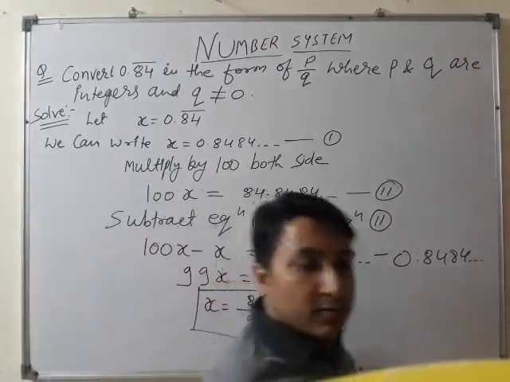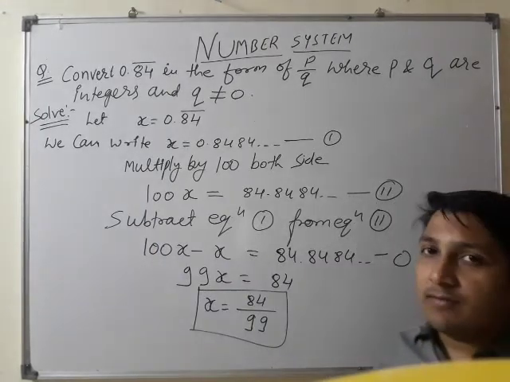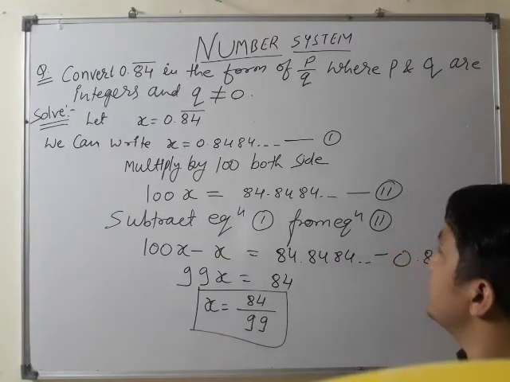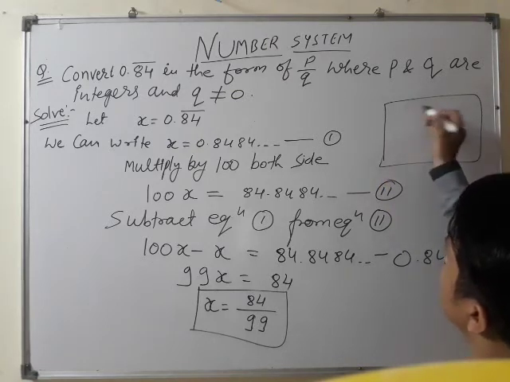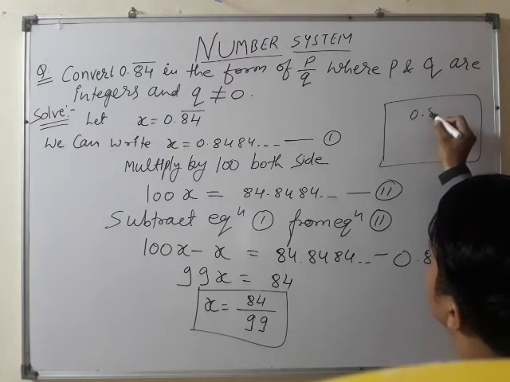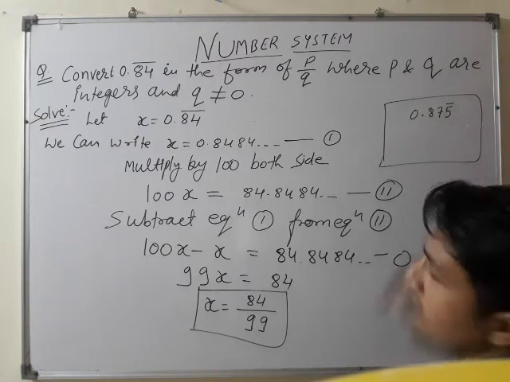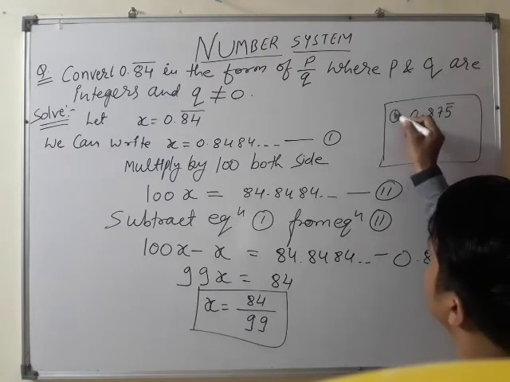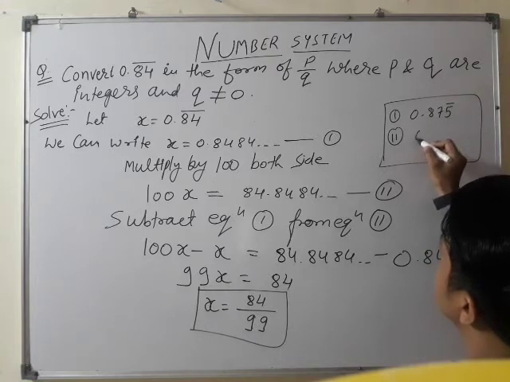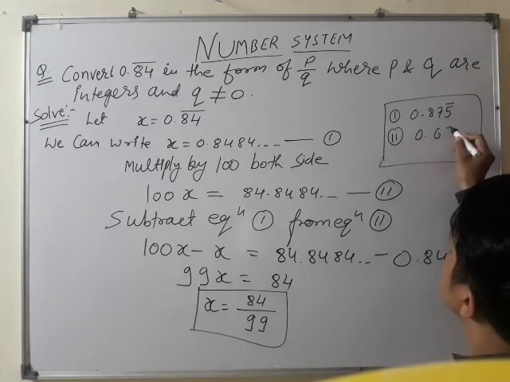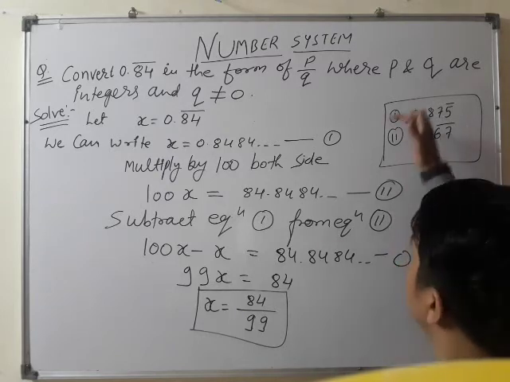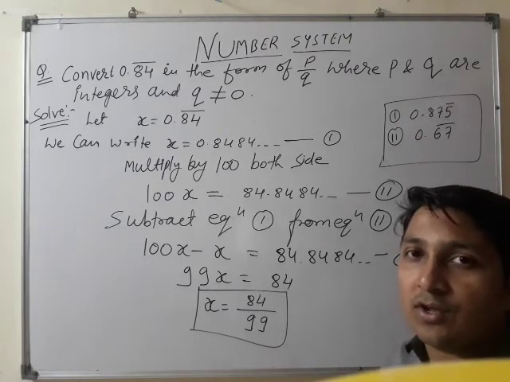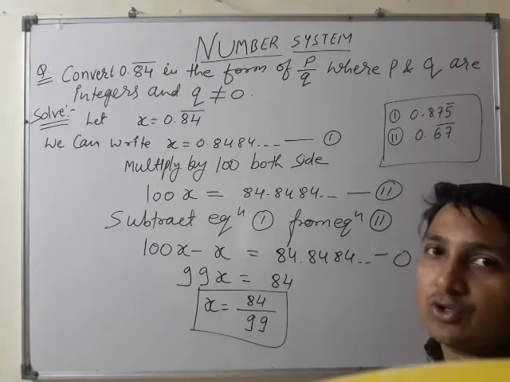Okay, students. Now in our next lecture we will study the next exercise. Now I am giving you two questions as homework. One is convert 0.875 bar in the form of P upon Q, and the second question is 0.67 bar in the form of P upon Q. You can try both these questions at home and you can check your doubts about these questions. Is it clear?